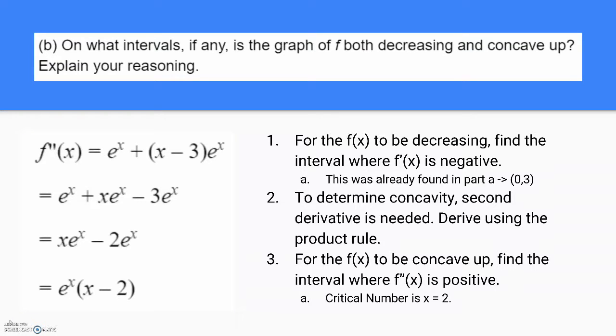Differentiate f prime of x, which is given, using the product rule, and I've worked this out on the left side of the screen, and f double prime of x is equal to e to the x times (x minus 2). For f of x to be concave up, find the interval of where f double prime of x is positive. So what you'll do to find this is use the same process you did for part A, but with f double prime. So your first step would be finding the critical number, which is 2, because when you plug in 2, 2 minus 2 is 0, 0 times anything is 0, so that would mean that 2 would be your critical number.